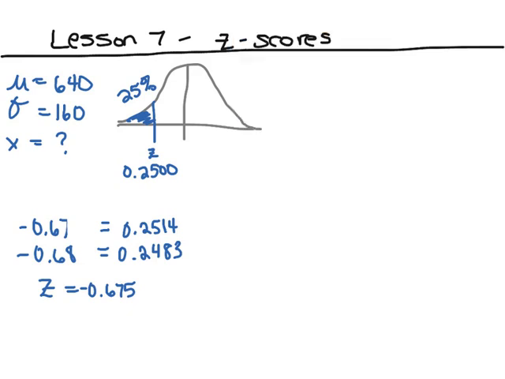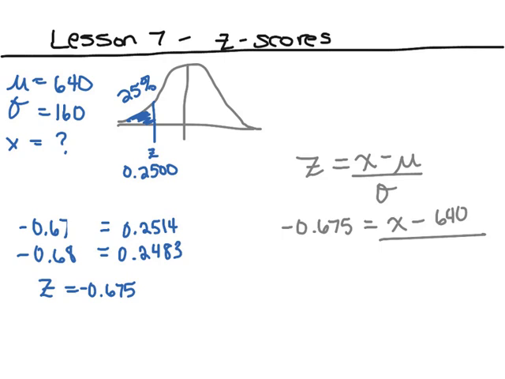So we're going to plug this all into our equation. So Z equals X minus mu over sigma. And our Z is -0.675. We don't know our X. Our mean is 640, and our standard deviation is 160. It's not even a theta. I just lied to you. So what we're going to do now is we're going to isolate X.